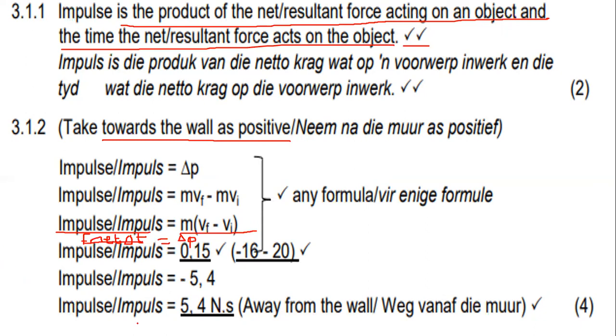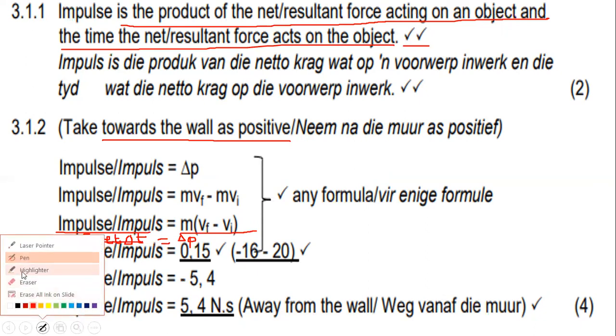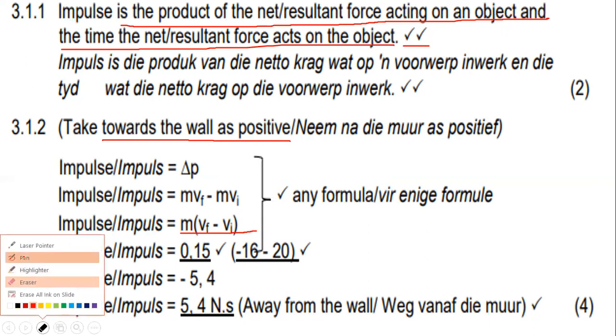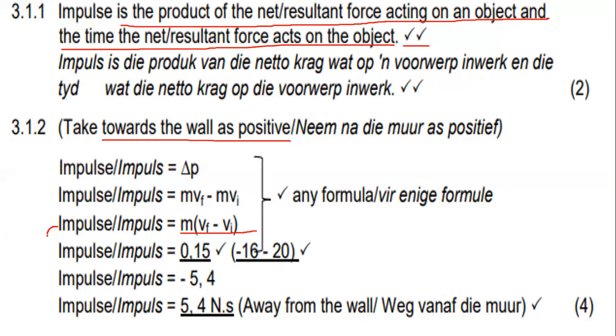Right. Then we say, okay, because we are using this one, right? So I just wanted to show you that this one is also relevant. You will get a mark. So let us continue with this one. Basically, we are going from this one to that one. So impulse is equal to M into Vf minus Vi.